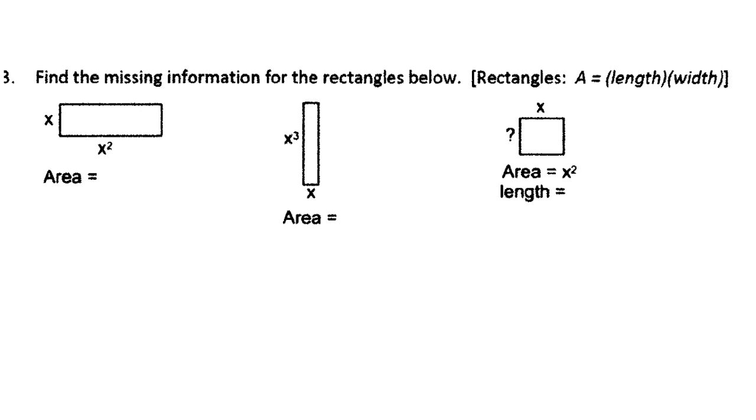So here, what we're going to do is find this area. Remember, the area of a rectangle is the length times the width. So we're going to multiply one side by the other side. Well, here, x times x squared. So since this is x to the first times x squared, you add the exponents, getting you x cubed. And that would be the area of this first rectangle.